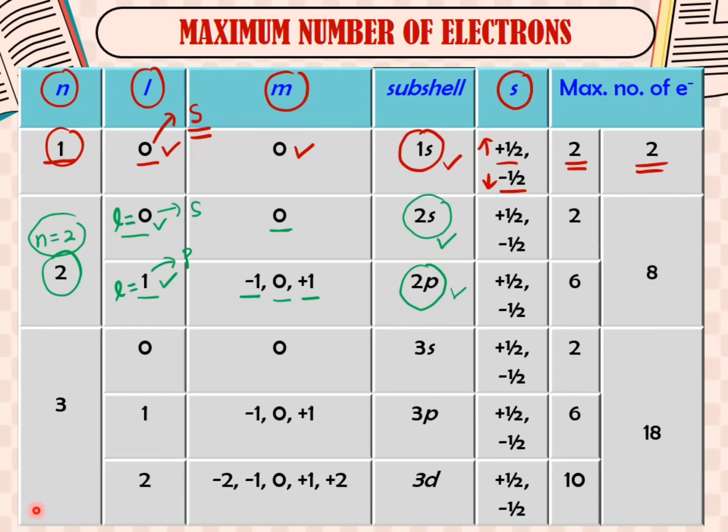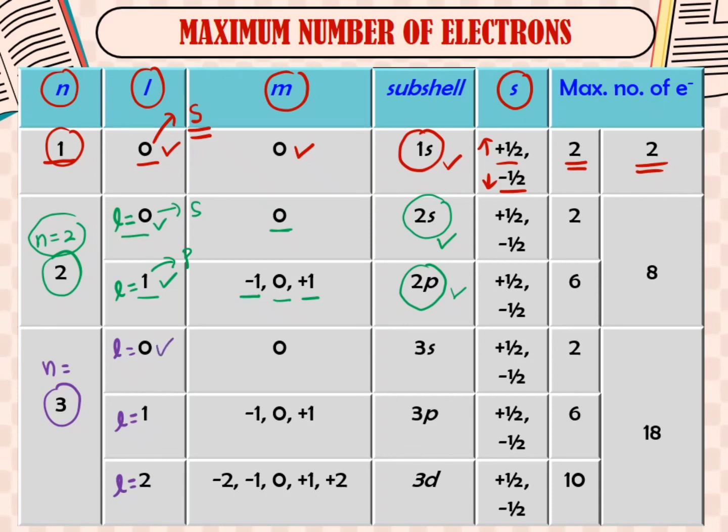Okey, kita pergi kepada shell yang ketiga, petala yang ketiga. Berapa bilik? Berapa banyak bilik ada kan? Okey, dalam petala yang ketiga, N sama dengan 3, L boleh jadi 0, 1, 2. Ingat, nombor sebelum N 0, 1, 2. Okay, ingat L depends on N.